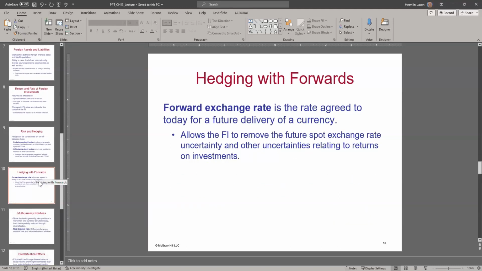Hedging with forwards. Forward exchange rate is the rate agreed today for a future delivery of a currency. As we explained, you lock in your exchange rate now, but you use it later. Allows the financial institution to remove the future spot exchange rate uncertainty and other uncertainties related to returns on investments. As I said, you just lock in a price now.